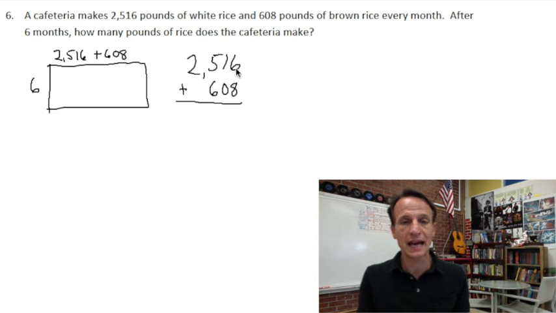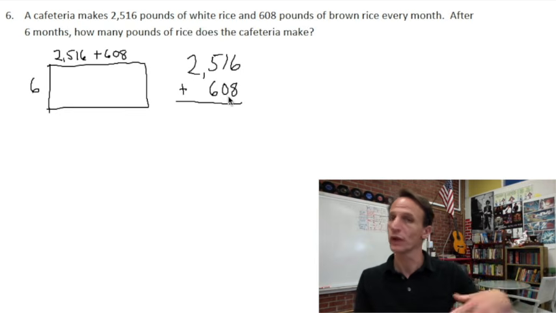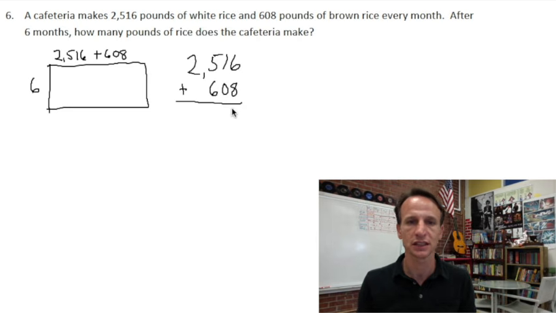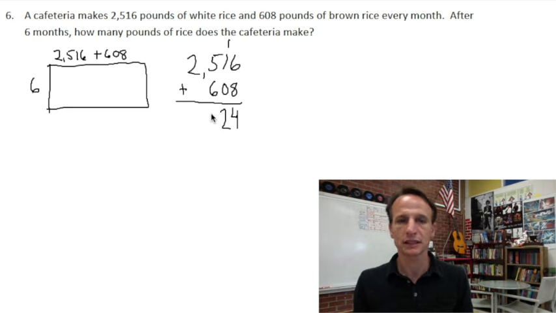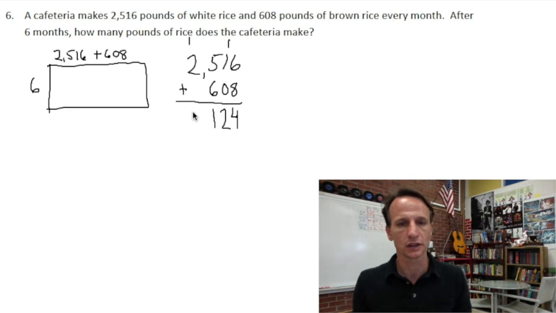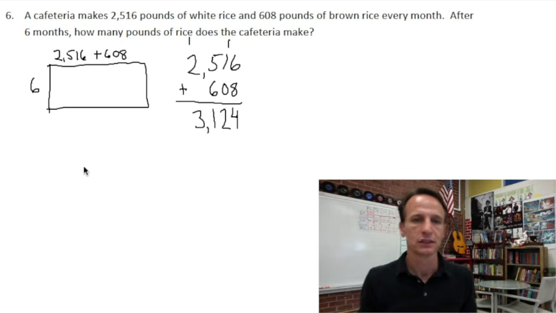All right, so we're adding here just to get our 1 month total of rice. Then we can multiply that by 6 to get a 6 month total of white and brown rice together. All right, so 6 and 8 together make 14. Good. Regroup the 1. 1, 1, and 0 are 2. 5 and 6 make 11. Regroup the 1. 1 and 2 are 3. So that's white and brown together for 1 month.